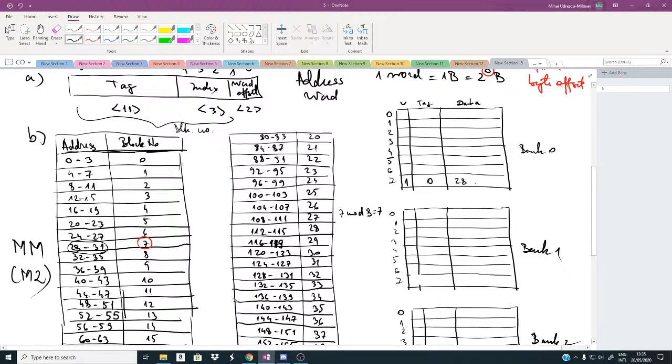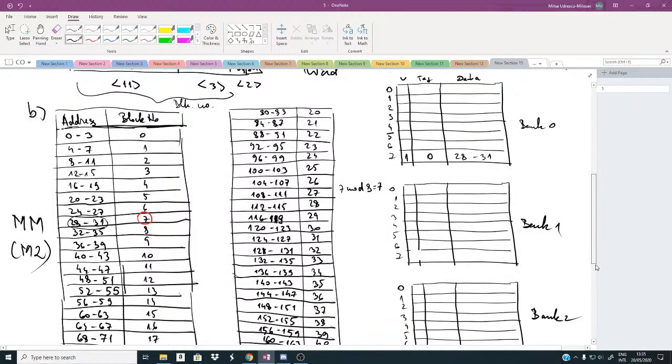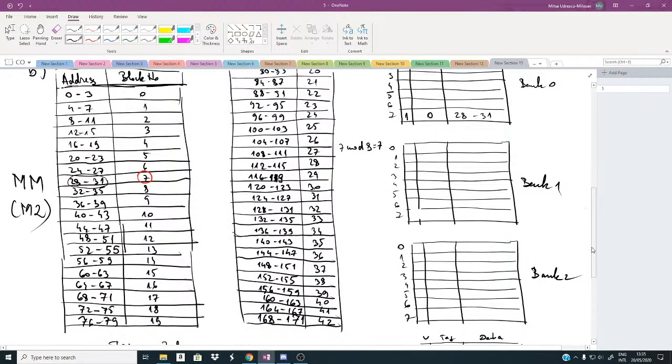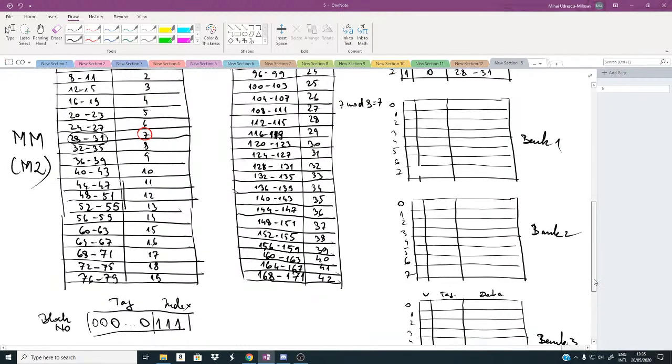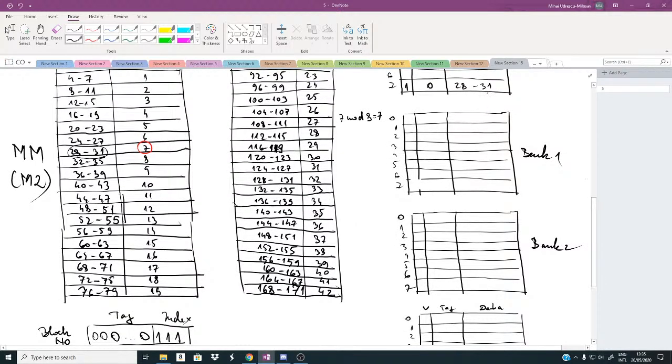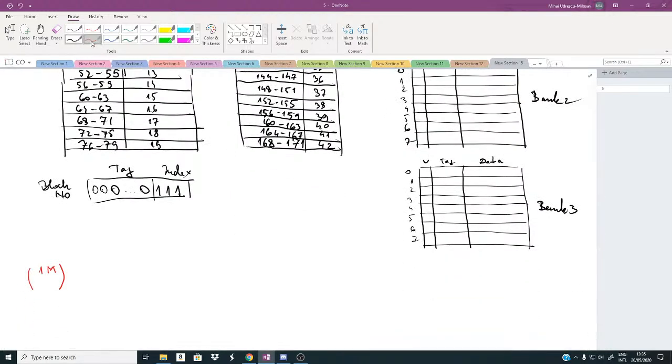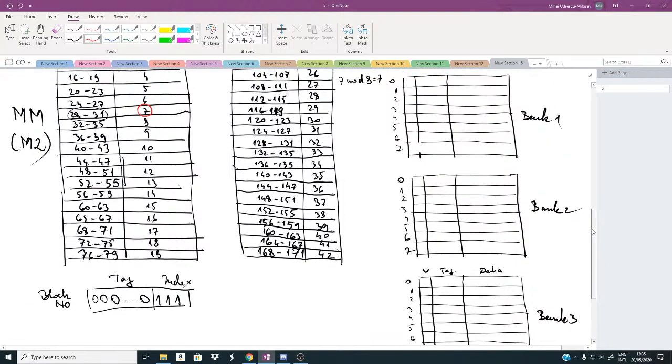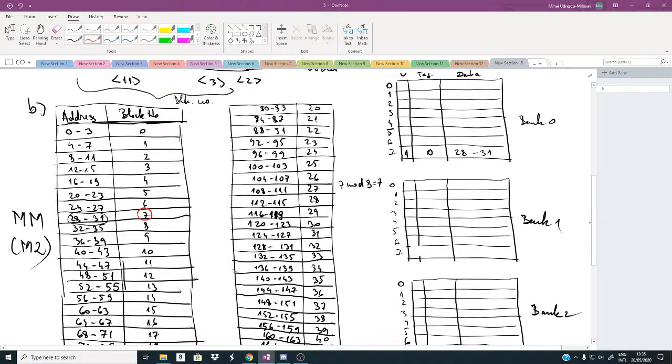So 30 is a miss, but then the processor wants to execute the instruction from address 31, and that instruction is here in the cache. Why? Because we brought it with the block. So it's 1 miss and 1 hit. And then the processor needs 32. But 32 is not there.